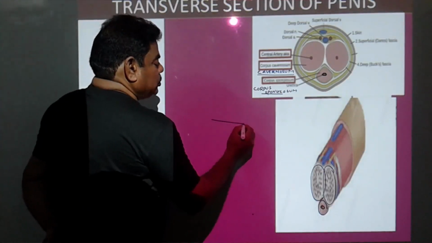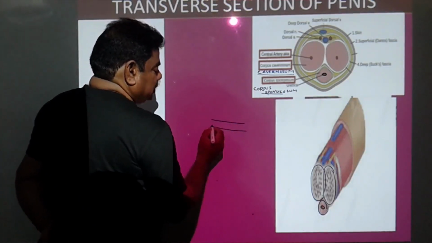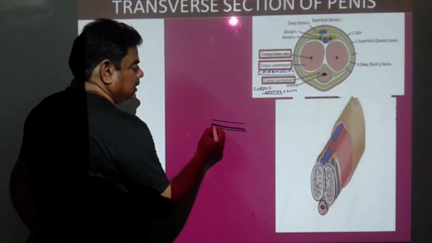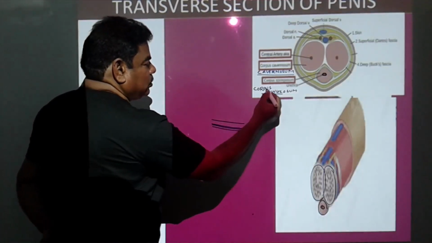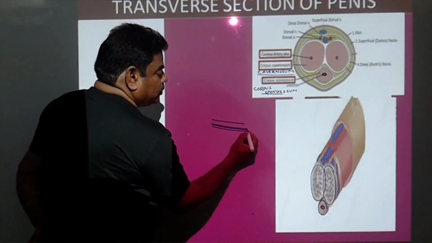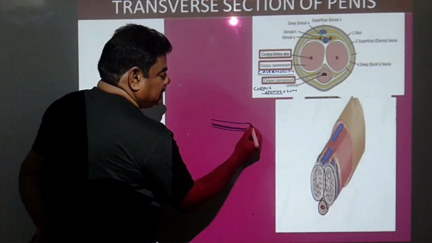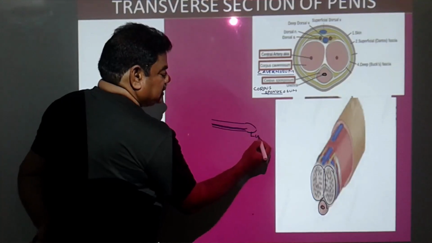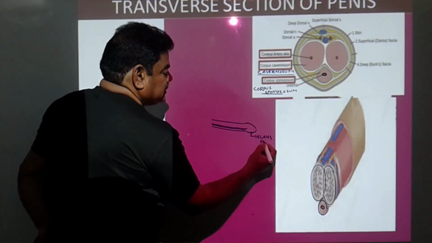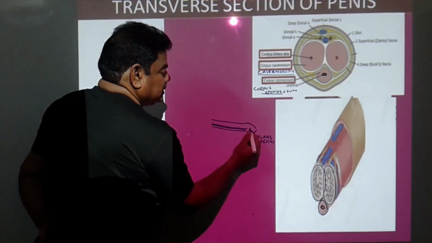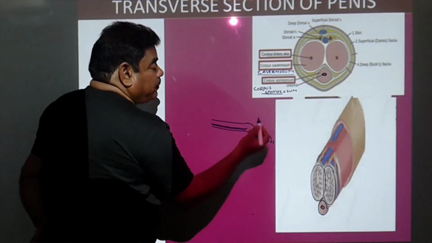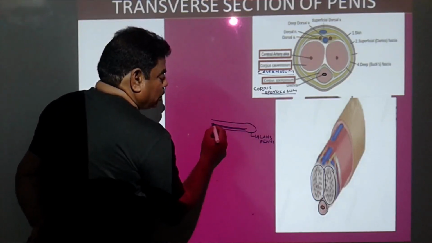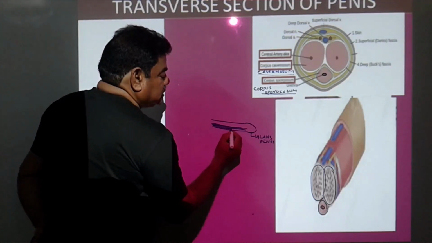Now see this one here, the urethra is present towards the lower side of the penis, and this urethra is surrounded by this tissue, the corpus spongiosum. At the tip, it forms the part of the penis that we call the glans. This is the glans penis, made up of this spongy tissue, the corpus spongiosum, which is formed surrounding the urethra.